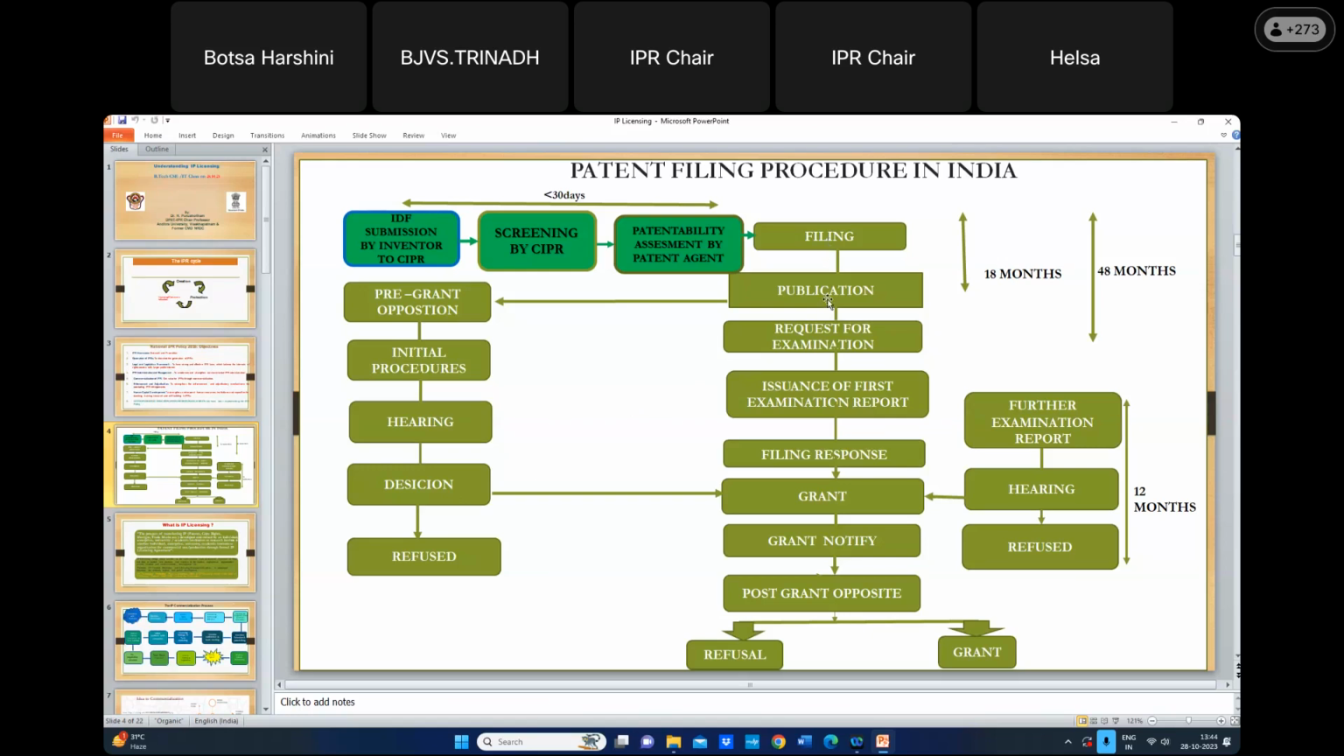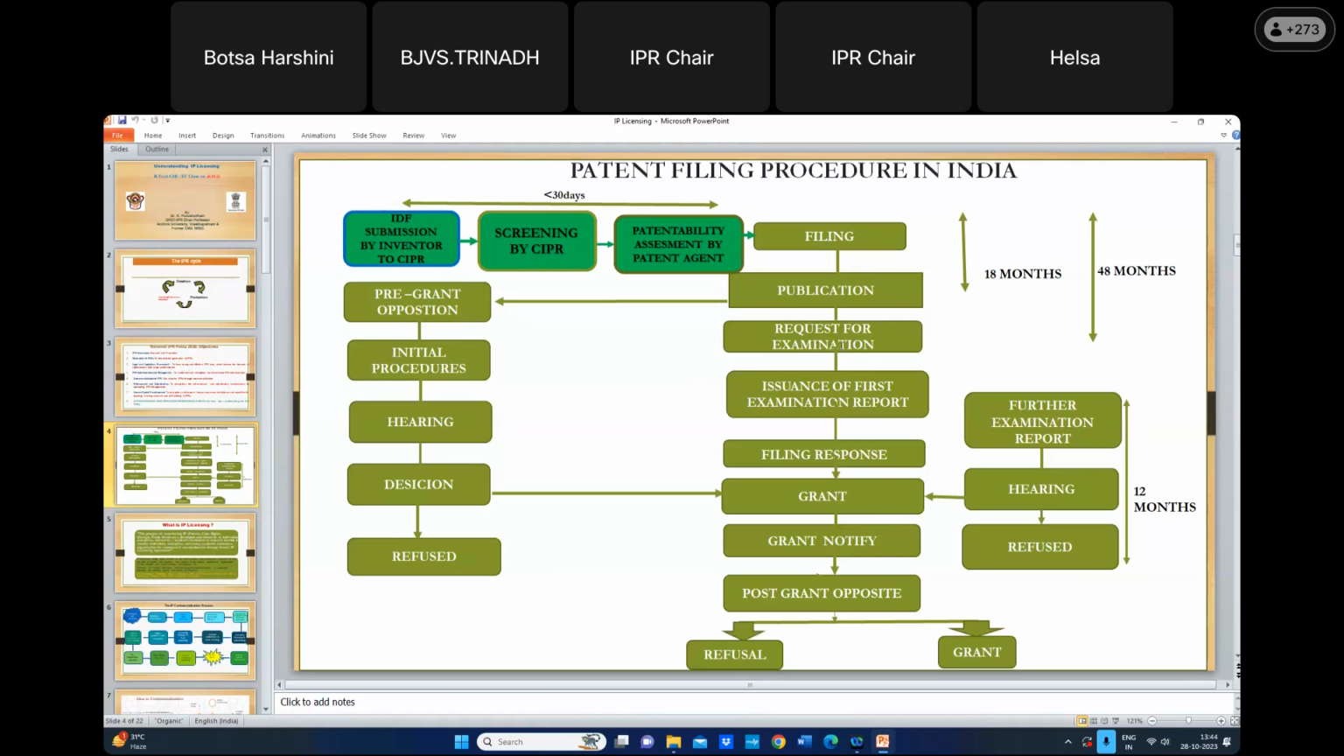Then that will be published. For every activity, there is a timeline given on the Indian Patent Office website also. Once it is published, thereafter you have to apply for a request for examination. So you have to ask the Government of India, please examine my patent application. For each activity, there is a time, and there is a fee you need to pay.